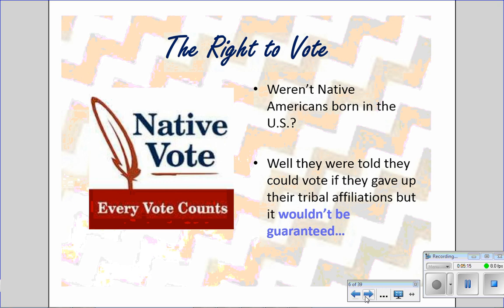And a lot of times Native Americans didn't want to give up their tribal affiliations. First of all, it was a big part of their identity often, and they were proud of being part of their tribe. But also, if they weren't guaranteed the right to vote, or they weren't guaranteed the privileges of citizenship, then oftentimes they didn't want to give up that other affiliation.